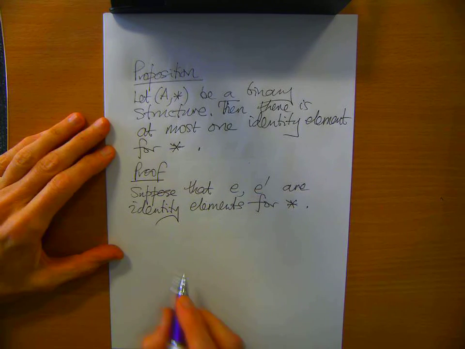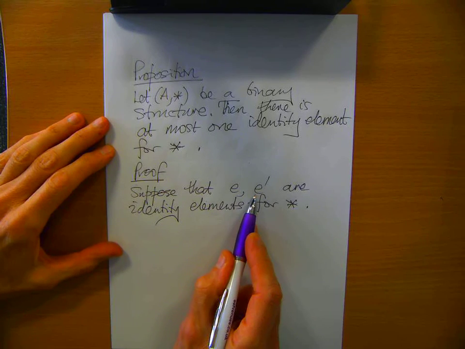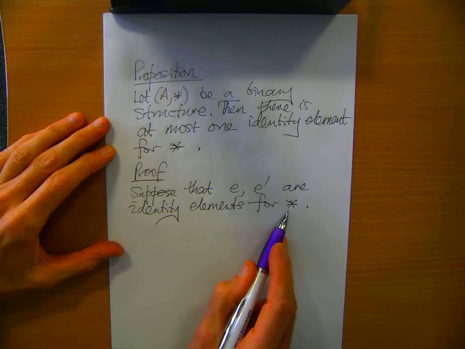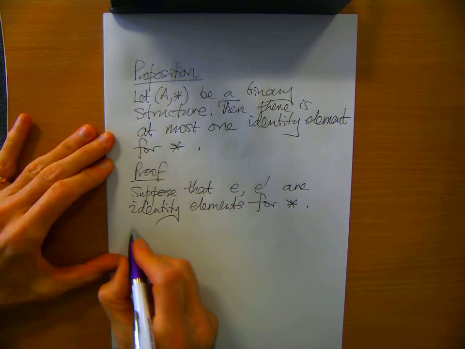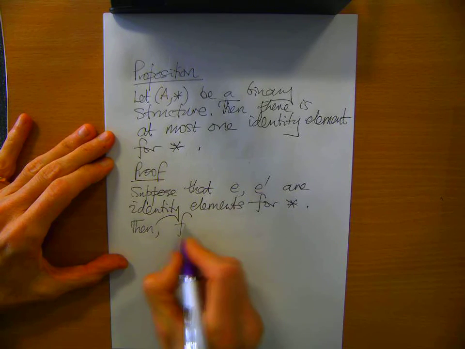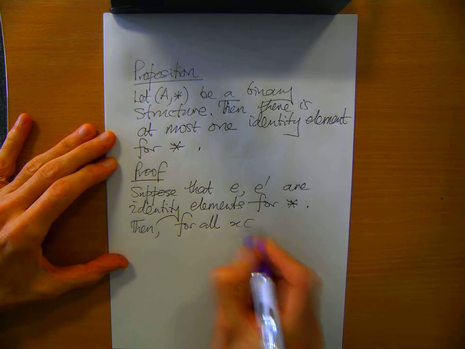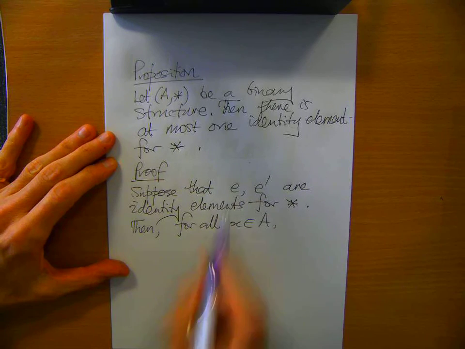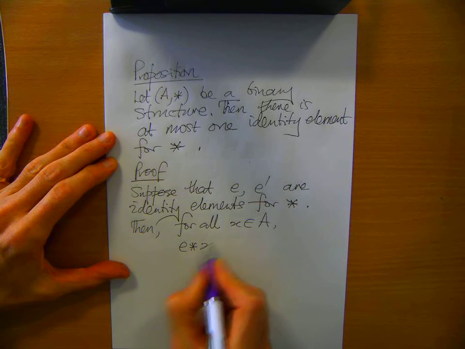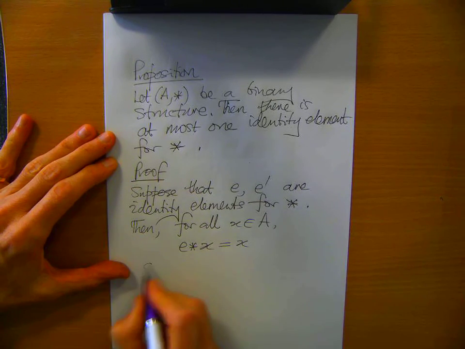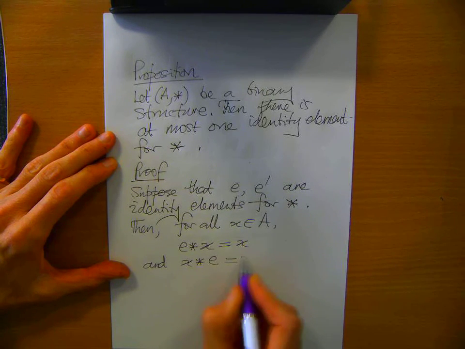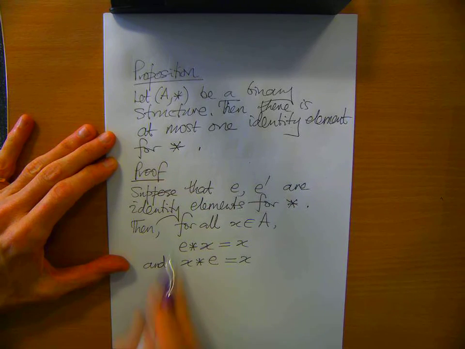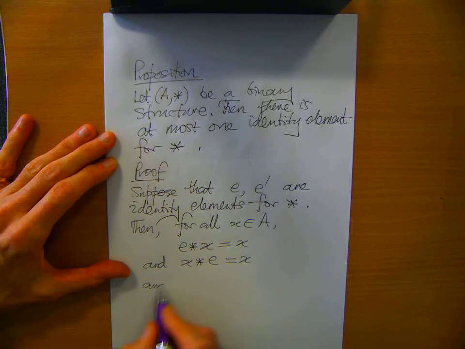So what do we know about E and E prime? Well, they're both identity elements for star, so they're presenting themselves for the job, so they both claim they do the job. So that means that for all x in A, E is an identity element, so E does the job. So that's E being an identity element. But E prime also claims to do the job.